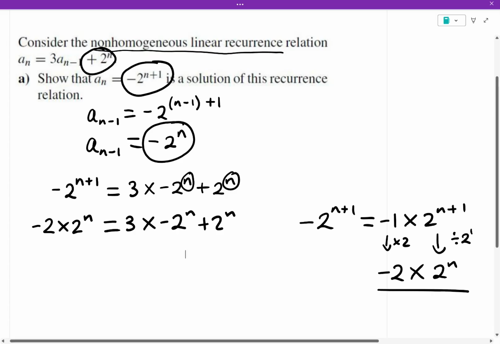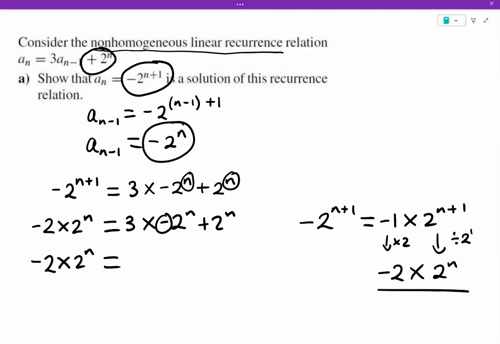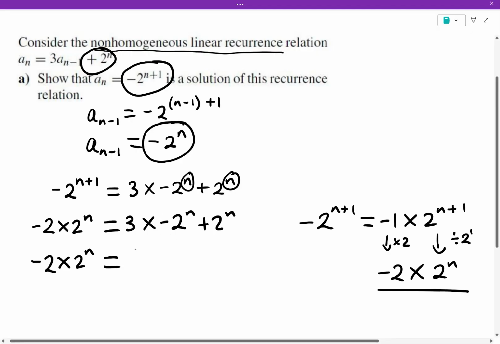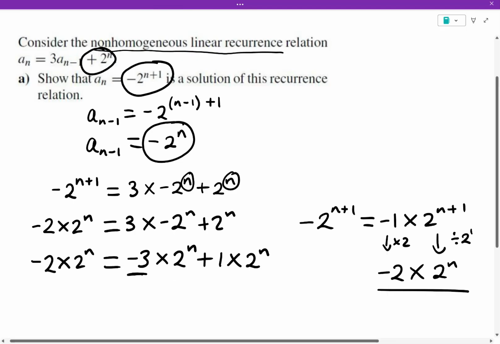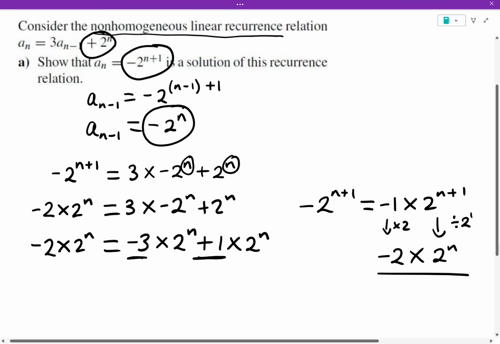So what I'm going to do is rewrite things slightly on that side. We're going to take this negative sign, which just represents a negative 1 multiplying the 2 to the power of n. I'm going to multiply it by the 3 to get negative 3 times 2 to the power of n. And then this 2 to the power of n, I'm going to write in the same format, because we've got negative 3 lots of 2 to the power of n. Well, how many lots of 2 to the power of n do I have here? Well, I have one lot of 2 to the power of n like that. So on my right-hand side, I have negative 3 lots of 2 to the power of n plus 1 lot. So that's going to give me negative 2 lots of 2 to the power of n.